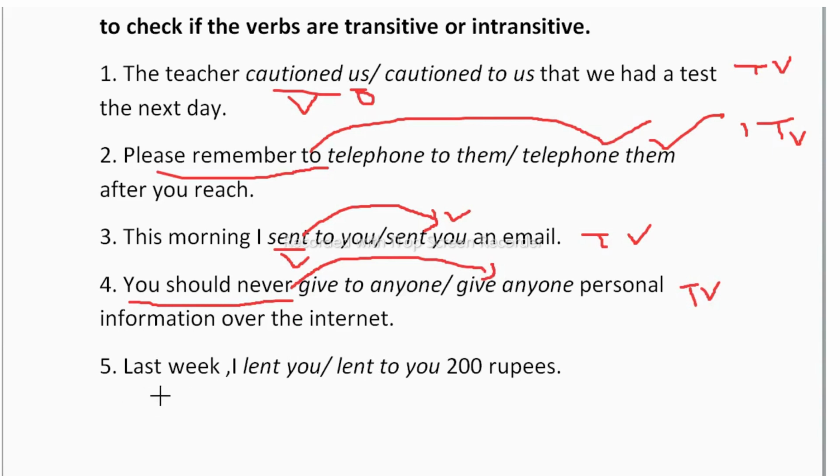Now next one: last week I lent you or lent to you 200 rupees. This one will be the correct one: last week I lent you 200 rupees, because after this lent we have a direct object. Lent is a verb, and after this verb we have a direct object, so this will be correct, and you can change this into passive voice also, like 200 rupees was lent by me last week.